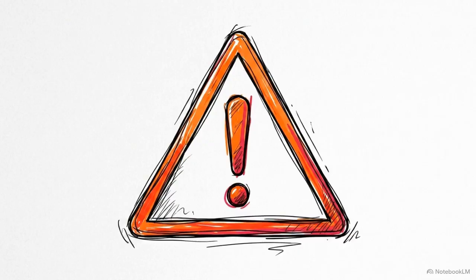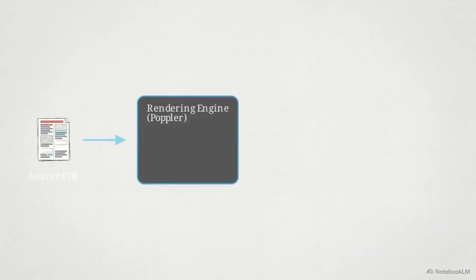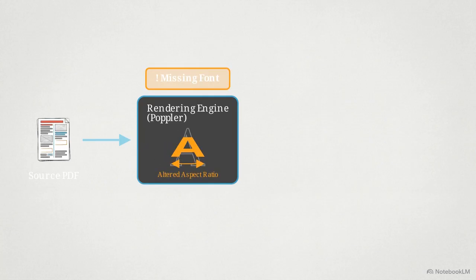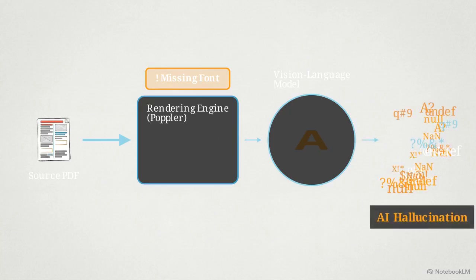It is critical that you do not skip the installation of these specific Microsoft Core system fonts. If the host system lacks the exact proprietary font used in a source PDF, the rendering engine is forced to substitute it with a generic fallback glyph. This substitution alters the character spacing and aspect ratio of the image. The neural network then tries to read that corrupted visual layout, resulting in the model hallucinating incorrect text.